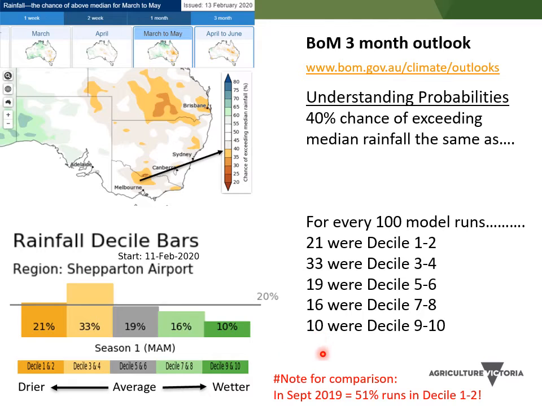Just for comparison, if we look back at these forecasts in September 2019, 51% of the model runs were landing in decile 1, 2. So some years there's a much stronger signal than others. At the moment, it's a bit unpredictable what will happen, which is often the case in autumn.